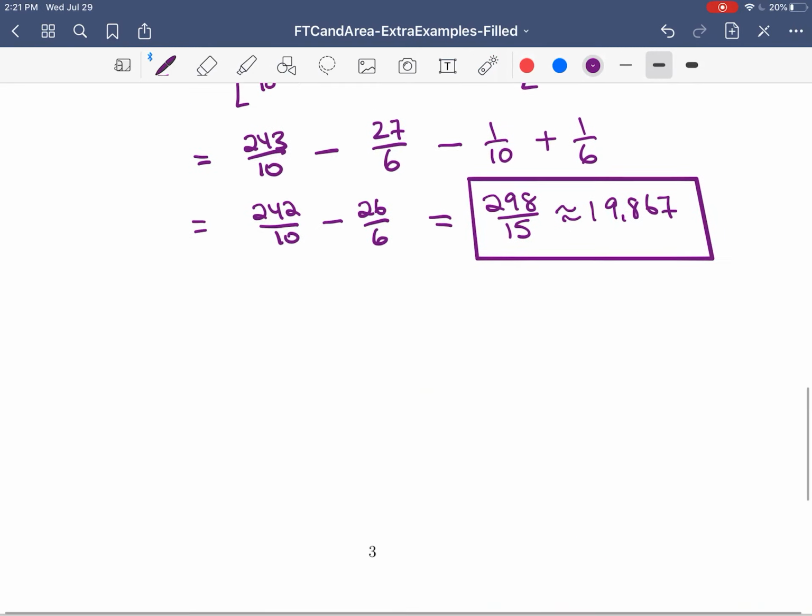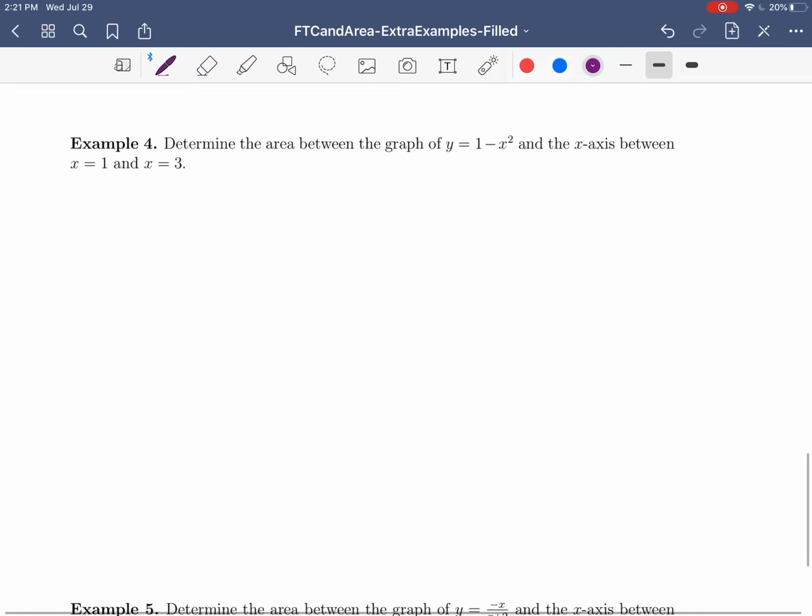So now let's move into area. What if I want the area between the graph of y equals 1 minus x squared, the x-axis, and between x equals 1 and 3?